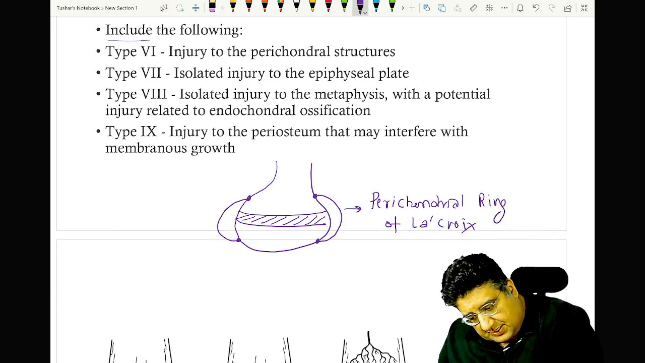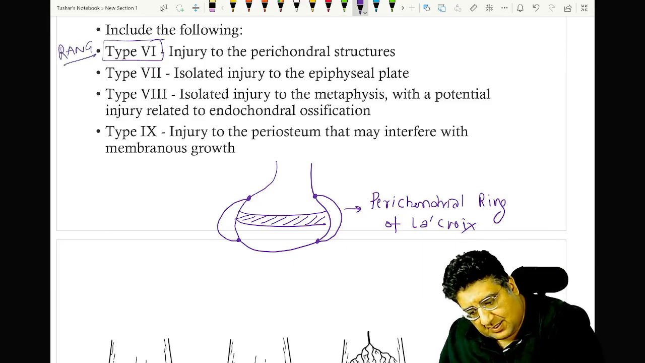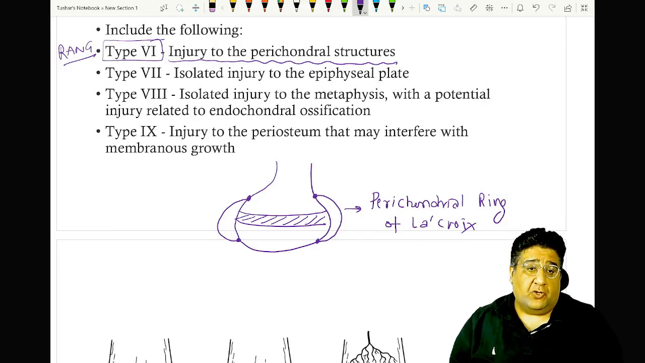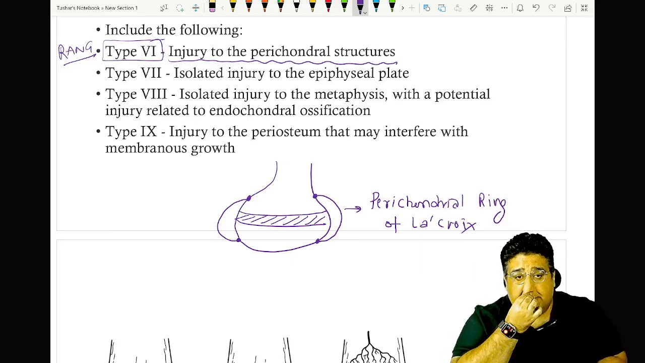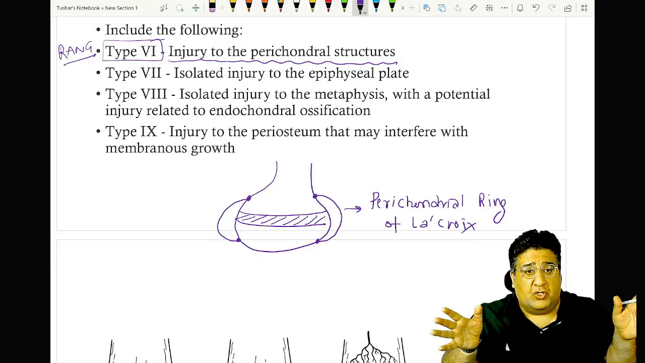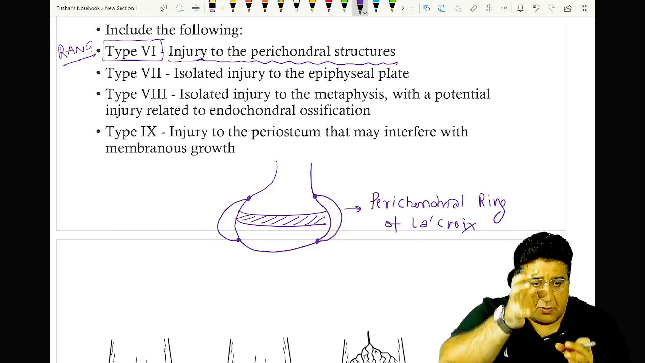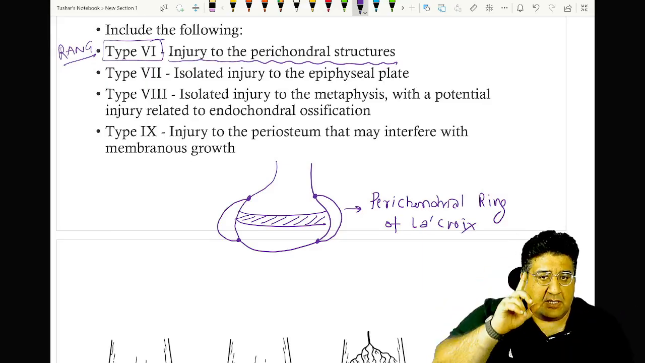This type 6 injury, which was given by Rang, is actually nothing but injury to the perichondrial ring of La Croix. And what will happen if that gets injured? The growth plate will grow more horizontally rather than vertically. And I told you in the beginning what you expect from the growth plate. Is that clear?